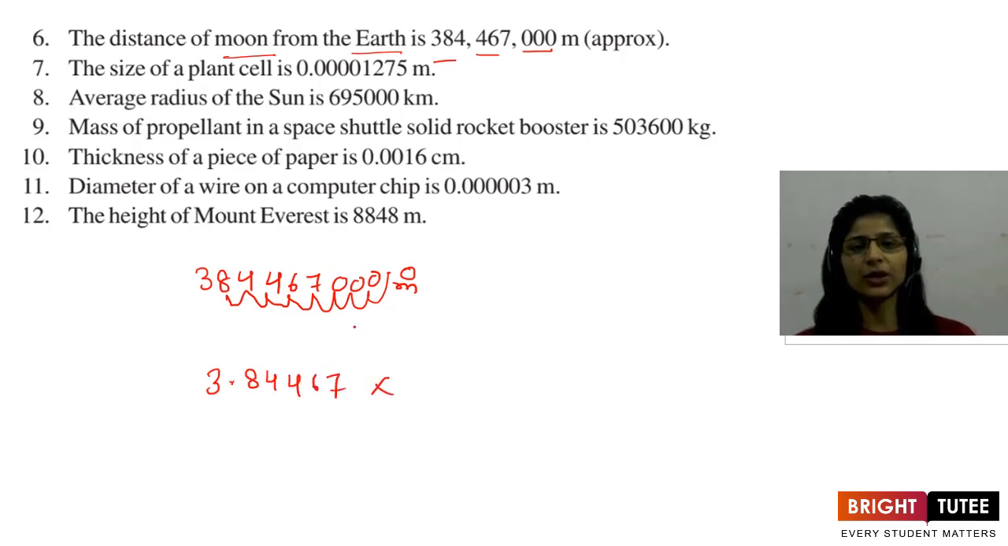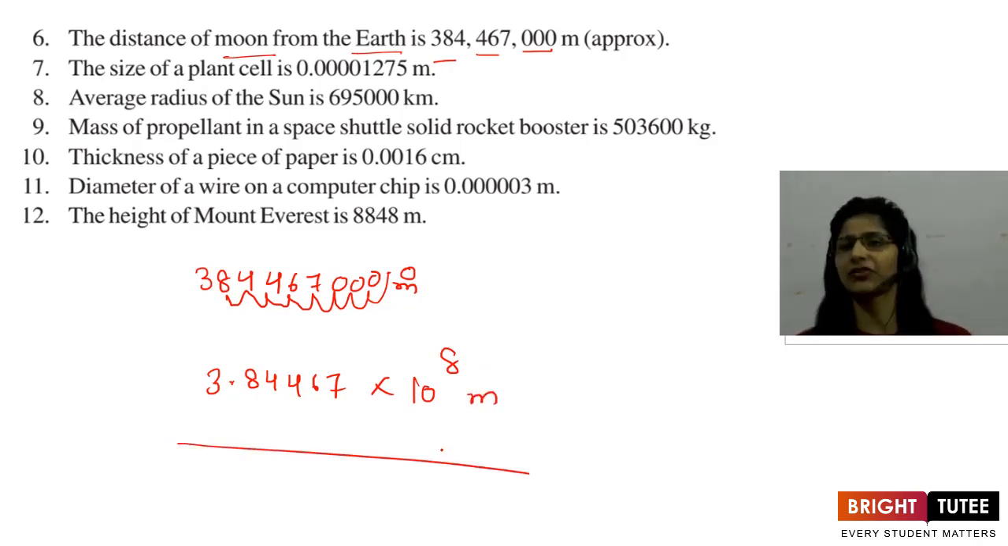So 3.84467 into, because see, why don't I write the zeros? Writing zeros after the decimal doesn't make any sense. So how many places did we move? 1, 2, 3, 4, 5, 6, 7, 8. So 10 to the power. Which side are we moving? Left side. So the power will be positive 8 meters approximately. So to say this is easy for us.